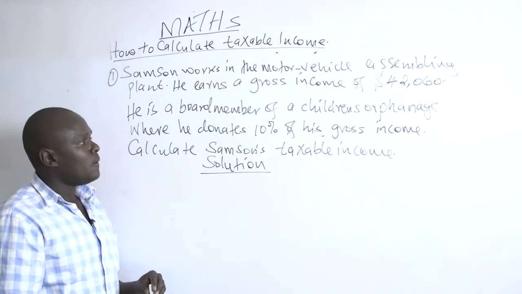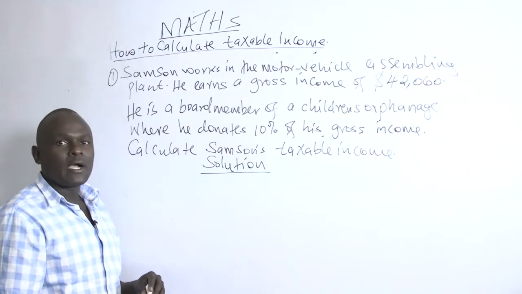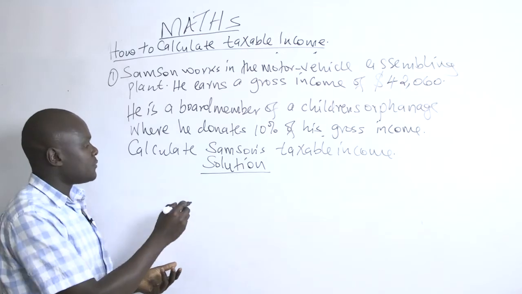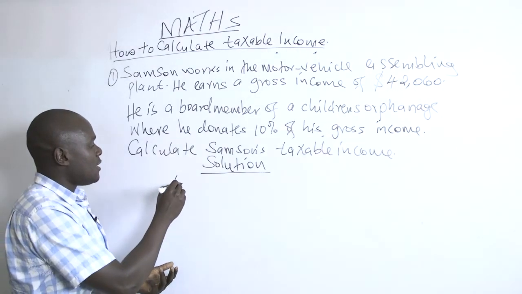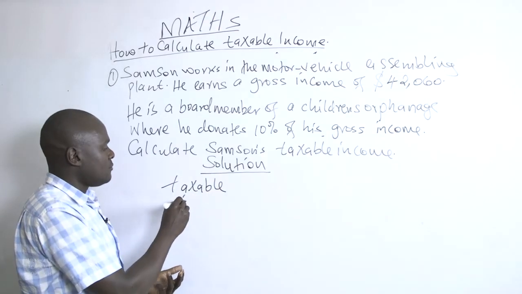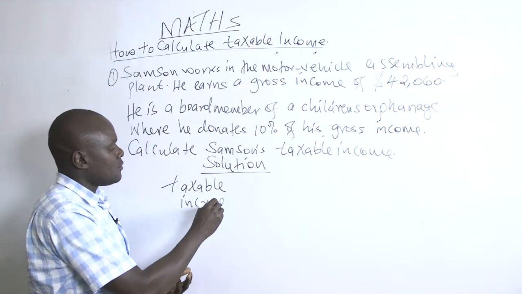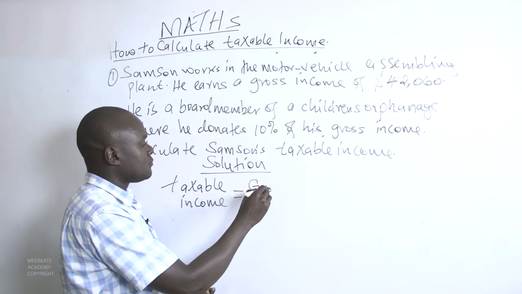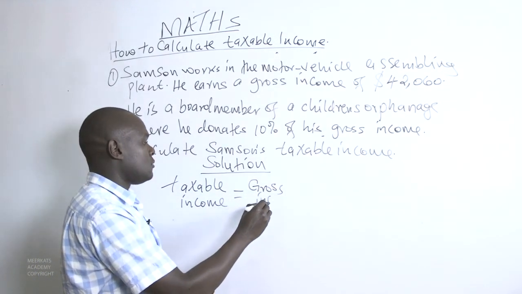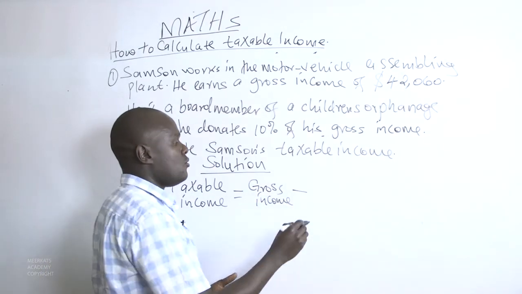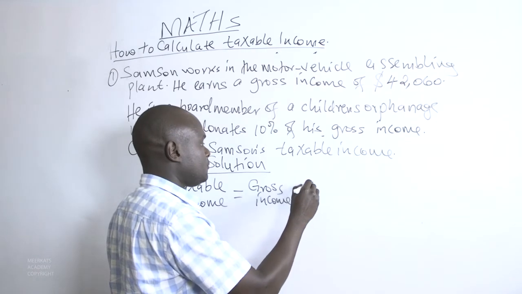So we need to write down our guiding principle. That is step number 1. We write down our guiding principle, and we have said that our taxable income should be equal to the total gross income minus the total deductions.